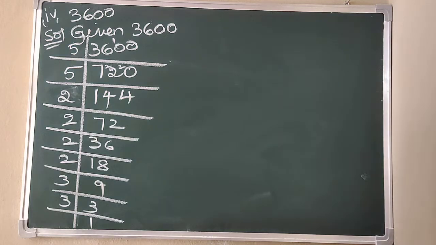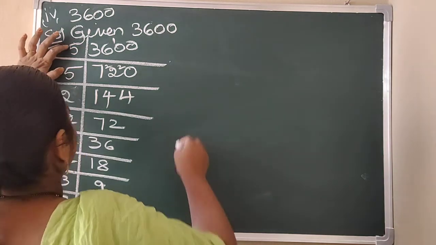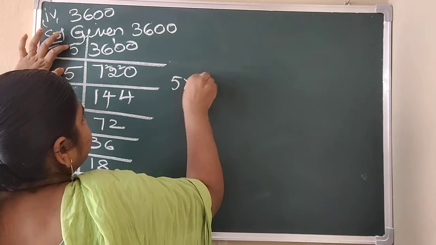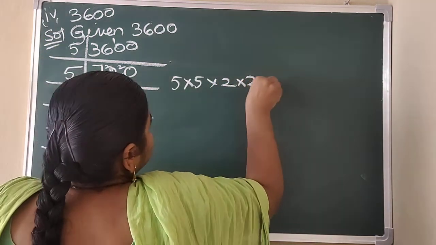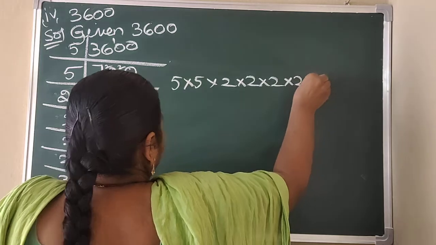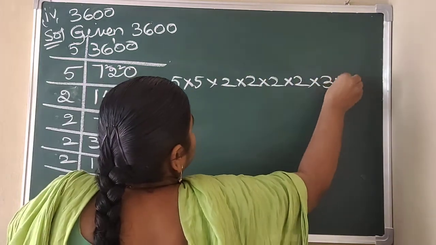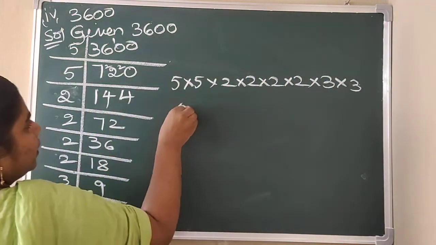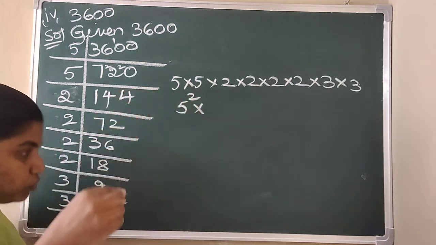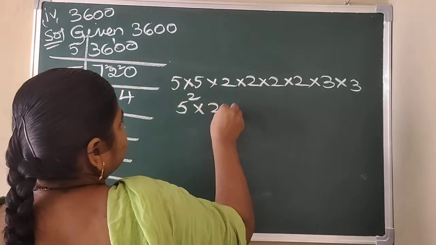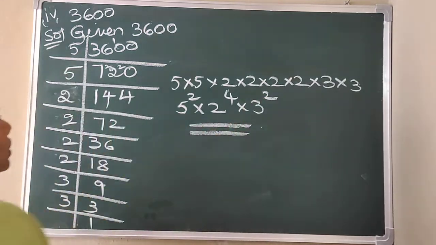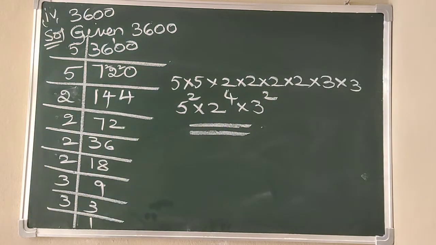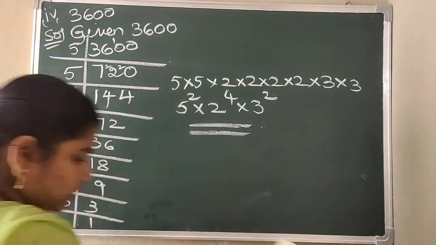So what is the exponential form here? 5 we have multiplied 2 times, 3 4 times, 2 4 times and 3 2 times. So what is the exponential form? 5 square into 2 we have multiplied 4 times, that is 2 power 4 into 3 square. So this is our answer of fourth one. Next is fifth.